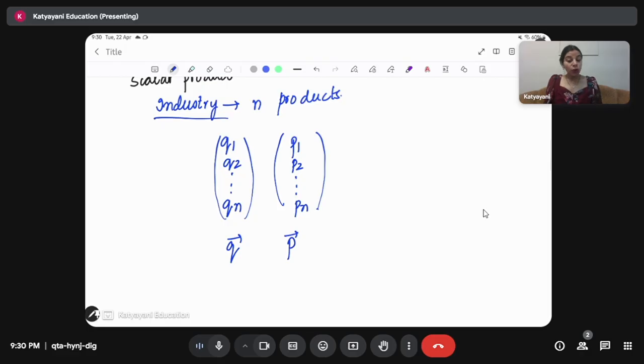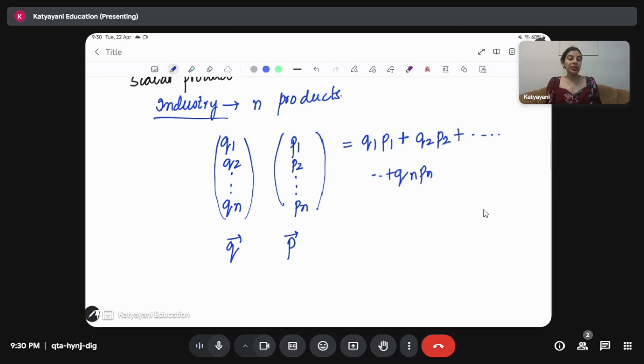When I want to find out the total output produced in an economy, or the total value of the output produced in the economy, what does this mean? The first good has Q1 quantity produced, and its price is P1, so what is the value of that good? Q1 into P1. Similarly, the value of the second good is Q2 into P2. The value of the nth good is Qn times Pn. If I have to find out the total value of all the products being manufactured in that industry, what will I do? I will take the value of the first product, which is Q1 P1, and then add to it the value of the second product Q2 P2, and so on, till Qn Pn.